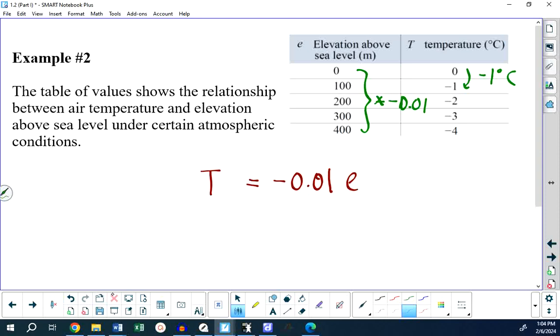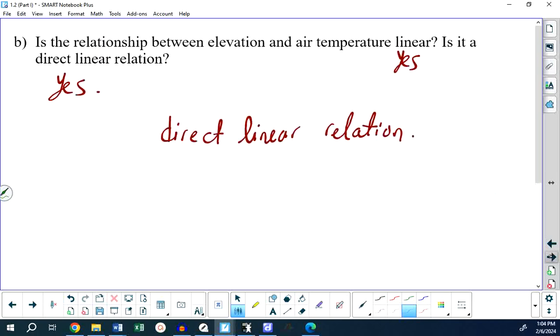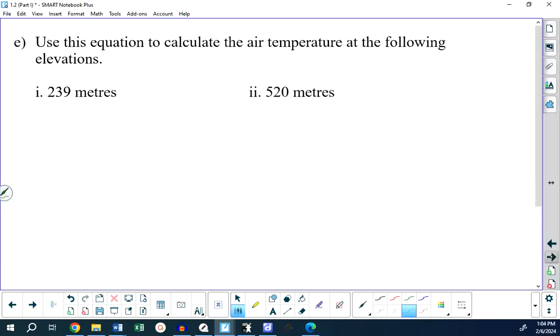So why are we doing all this? There's a reason. And it isn't just because it's a math class and we have to do math. There's a use for this. Because if we take a look at the next question, what is the air temperature at 239 meters? So just a second here. Let's make sure we understand this question. This is saying when the elevation is 239 meters, what's the temperature? Do you understand what it's asking you?